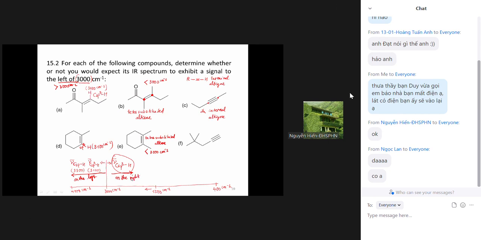Okay. So the last one, you have a terminal alkyne. So terminal alkyne has one C sp H bond. So you see it somewhere at 3300 centimeters to the -1. So this part is just a review about the absorption of CH bond in the infrared spectrum.